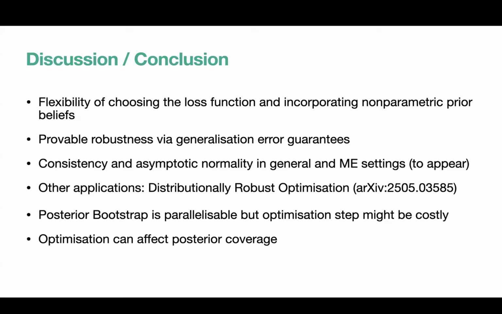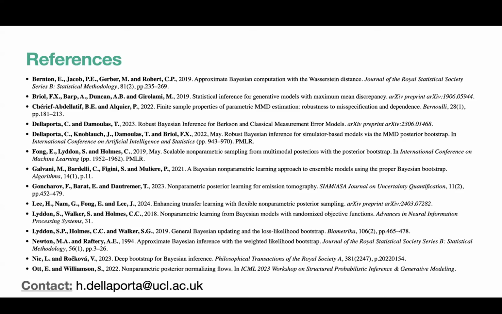And something more on the limitation side. I told you the posterior bootstrap is parallelizable, which is really nice computationally. At the same time, this optimization step can be quite costly, and you have to do it a lot of times. Also, at least empirically, I've seen that this can affect posterior coverage if your objective is not convex. How you initialize the optimization can have quite a big effect on that. So that's something to keep in mind and maybe interesting to study more theoretically. Yeah, I think that's all. Thank you.